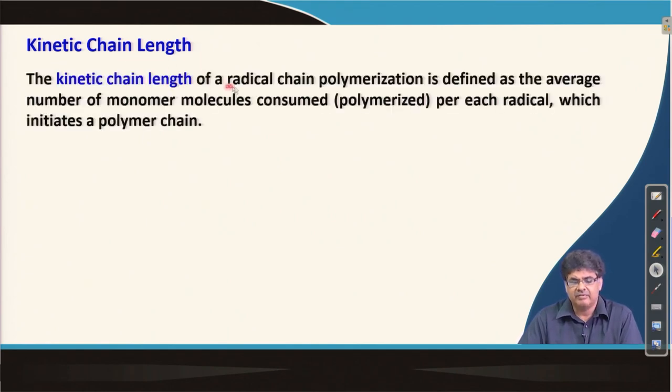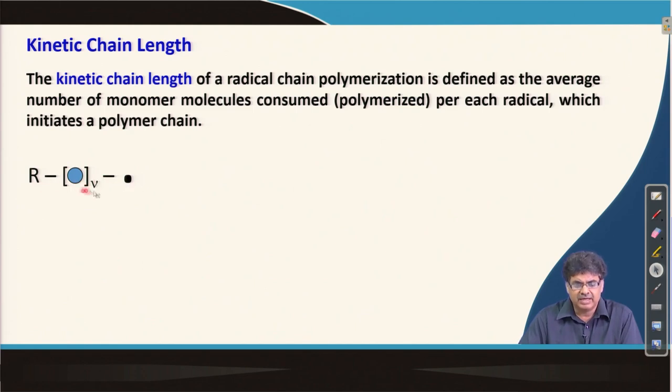Kinetic chain length of a radical chain polymerization is defined as the average number of monomer molecules consumed or polymerized per each radical which initiates a polymer chain. Let me explain this a little. We know a radical, say R dot, initiates a polymerization reaction with the monomer, which is the schematic representation here, and we get a propagating radical.